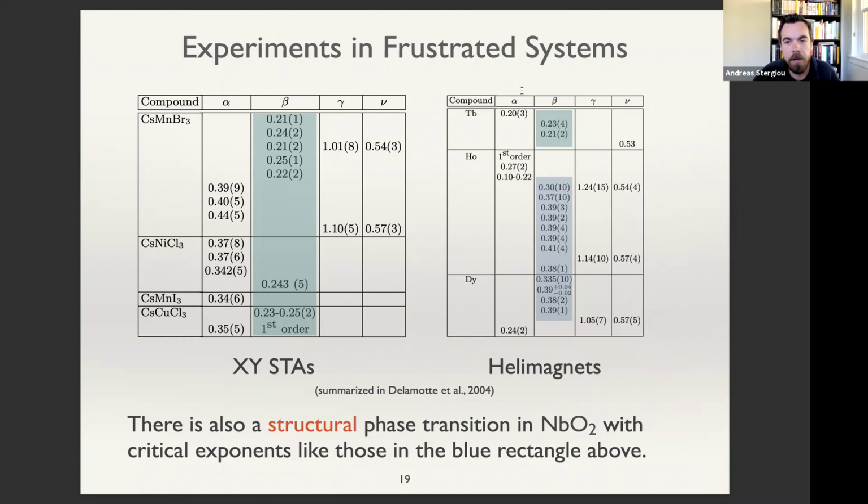So I grouped together in green these same looking numbers, and in blue these other same looking numbers. That was a surprise because there's supposed to be one theory describing this. However, the critical exponents are clearly incompatible. I should also mention again that there is a structural phase transition in niobium dioxide that has critical exponents seemingly in this group.